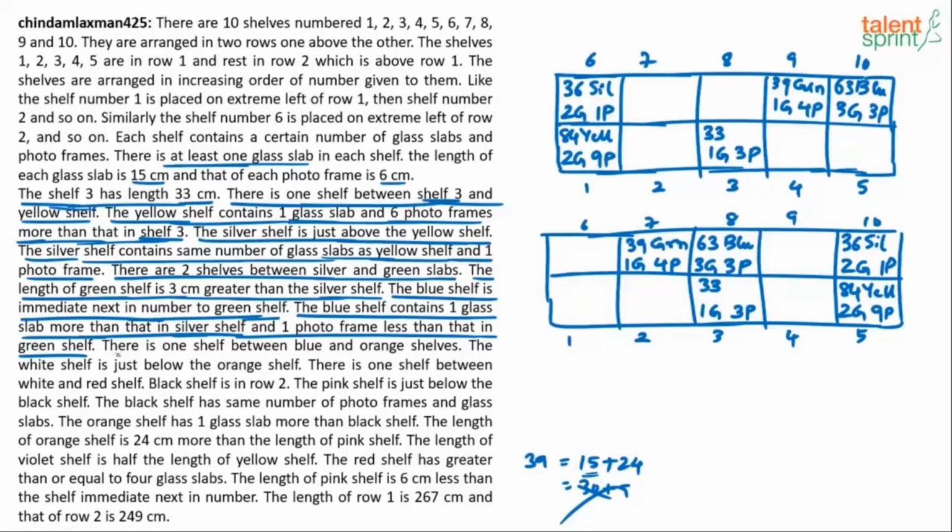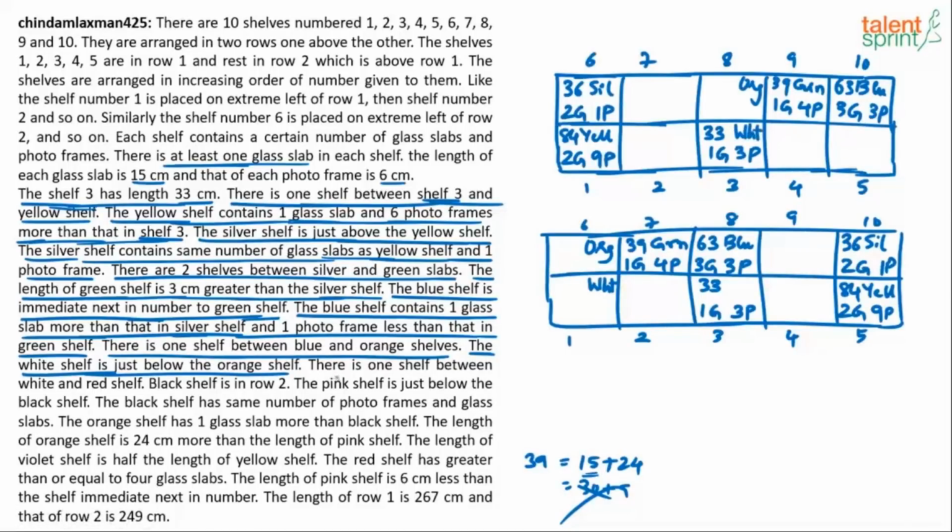Next, there is one shelf between blue and orange. So blue is already fixed. Orange would come here, blue is here, orange then would come here, number 6. The white shelf is just below orange. Always straight. White is below orange. So fix it. This is white. Yes or no? White is below orange.